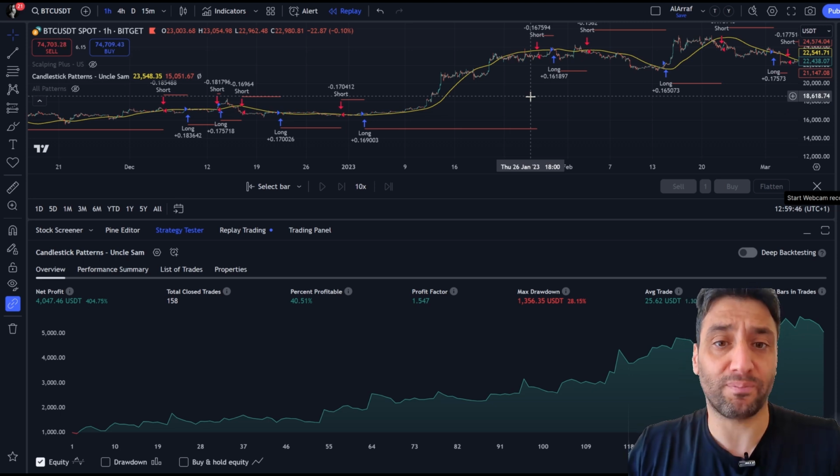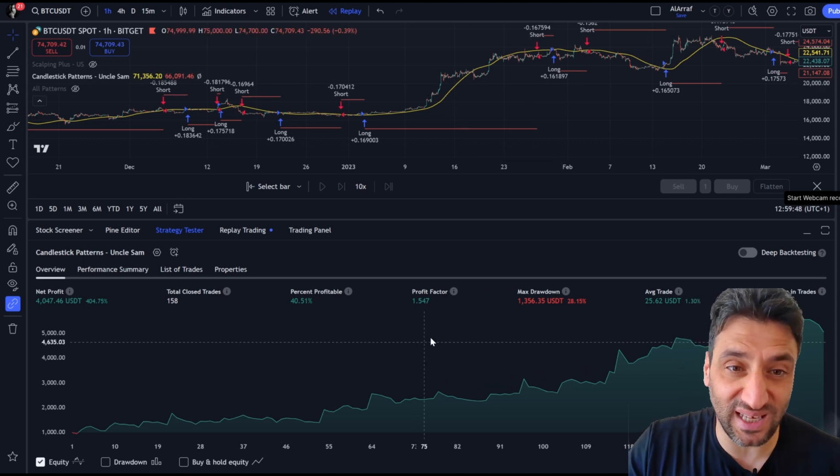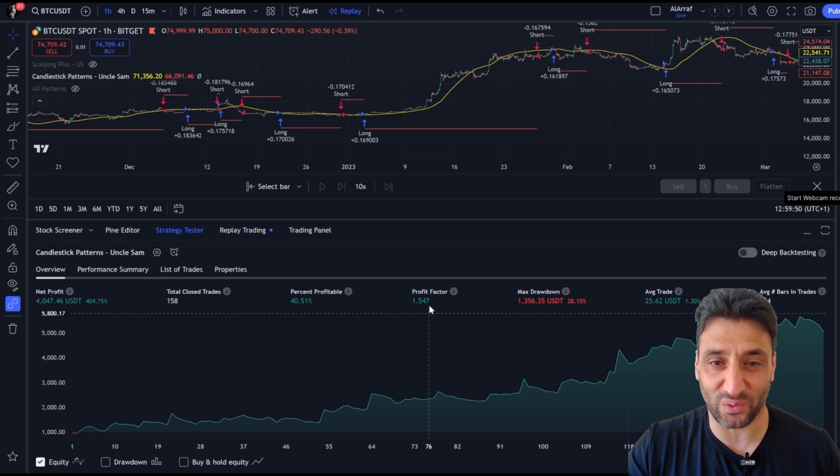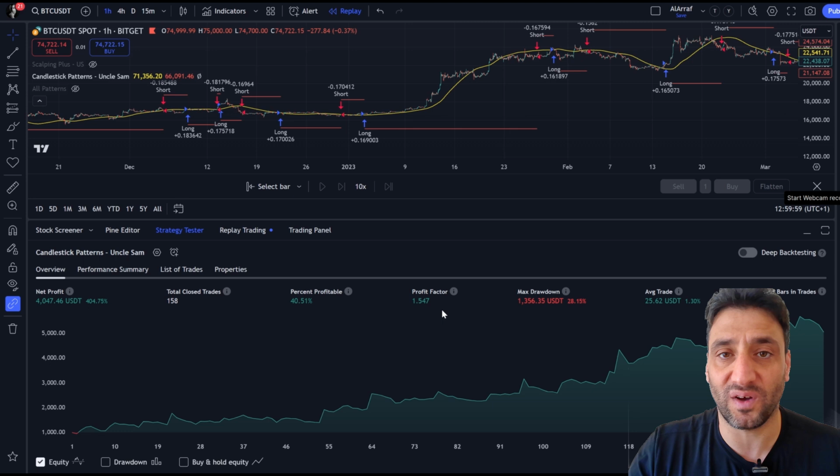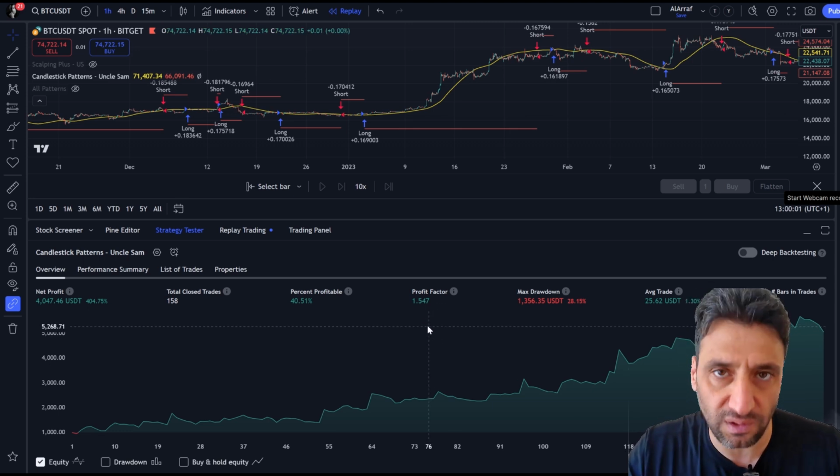Next up, we have the profit factor. This bad boy sits at a solid 1.54. What does that mean? It means for every dollar we risk, we made $1.54. That's a fantastic return on investment.